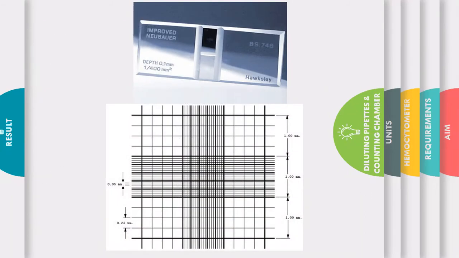Now these are the Neubauer's chambers. These are for counting the WBCs, these 4 squares: 1, 2, 3 and 4. Now this middle one is for the RBC. When this Neubauer chamber is observed under the 10x objective, it displays an image like that.